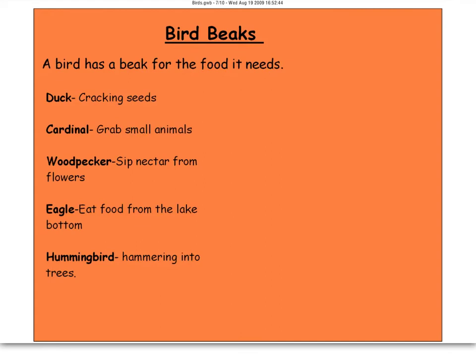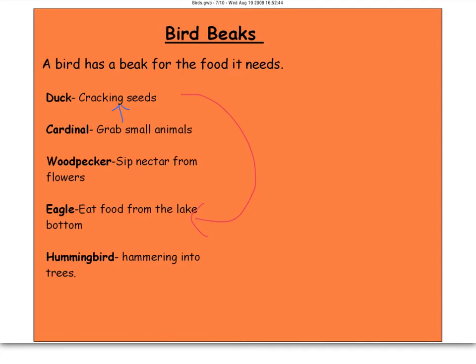Now, bird beaks, all the beaks are different, and obviously these are out of order. So we need to think, what need does this animal have, and what beak would be best? Ducks. Ducks don't crack seeds, so I look down the list. Ducks actually need to get food from a lake. Cardinals don't grab small animals. They're not doing that. Cardinals actually crack seeds.